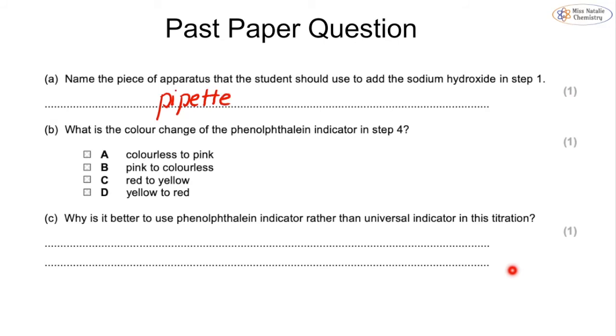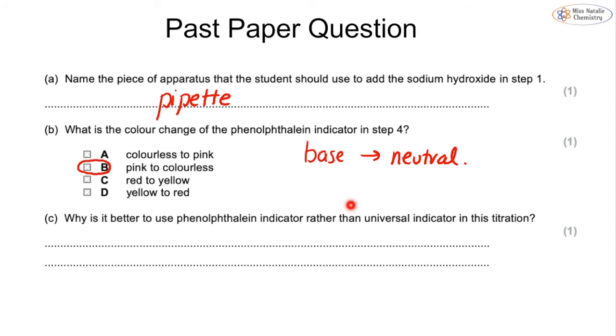Then we want to look at the colour change from the phenolphthalein to the product in step four. Now notice that this time we started with the base and then we went to the neutral substance. So this is different to the example that we just looked at a minute ago. This time the base is going to already be a pink colour because phenolphthalein is pink when it is in an alkali. So in this case we're going from pink to colourless. So the answer is B.